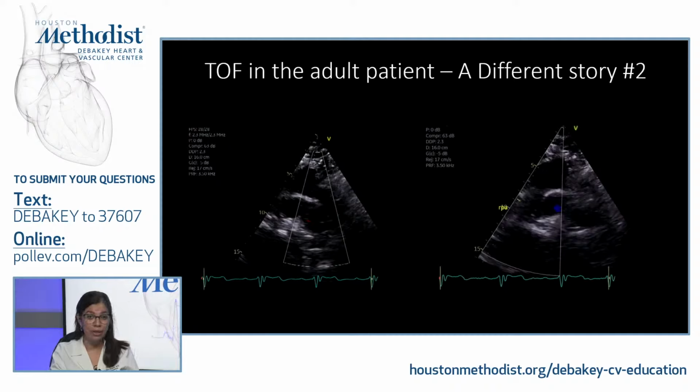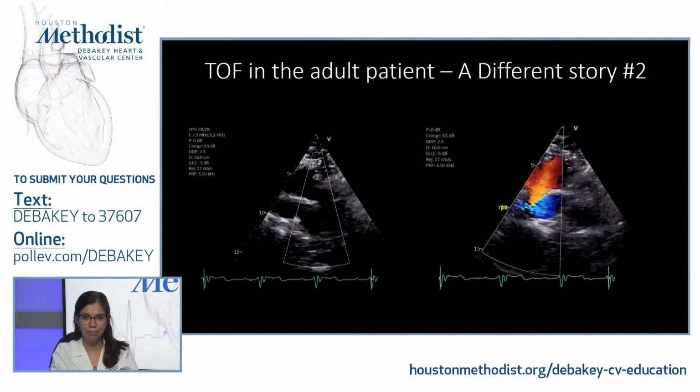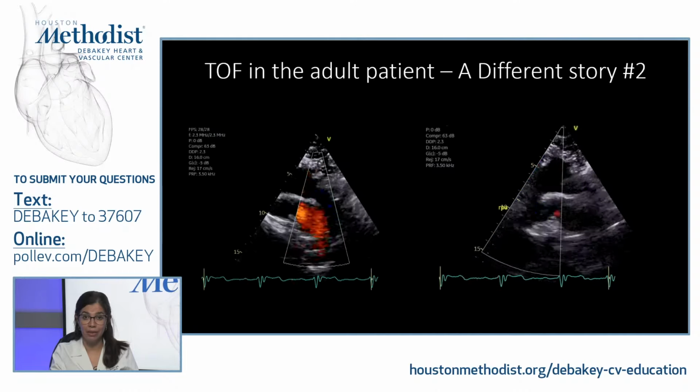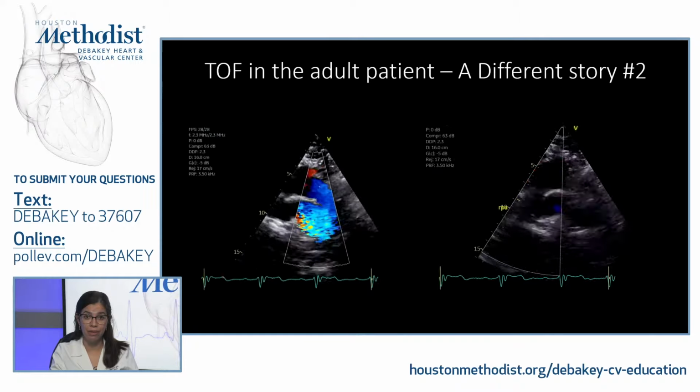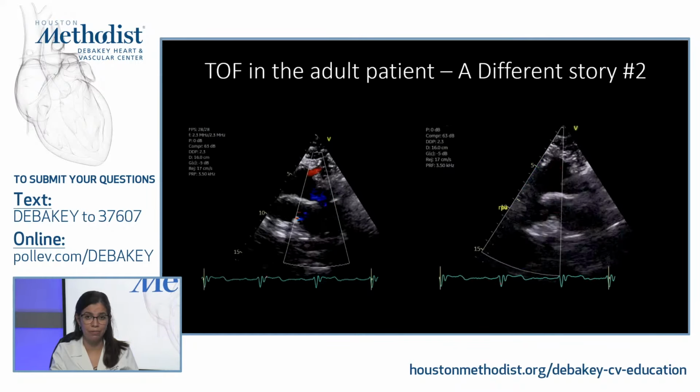Imaging the pulmonary arteries in patients with tetralogy of Fallot is a great challenge. It takes a skilled sonographer to obtain this. Here we're looking at the branch PAs, the LPA and the RPA, in the patient that we just reviewed with severe PR, and we can see the flow reversal in the branch pulmonary arteries.